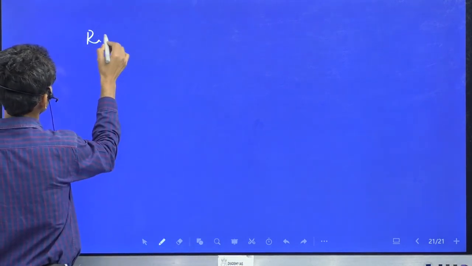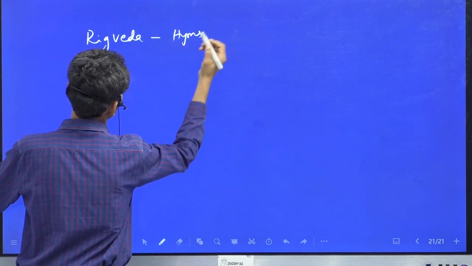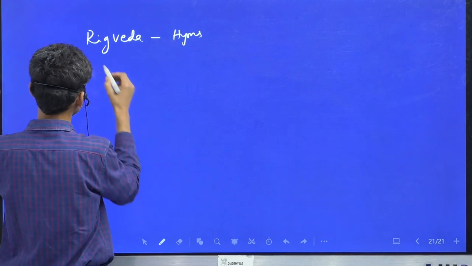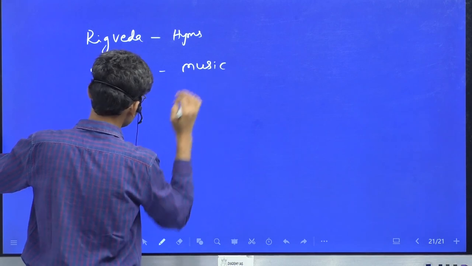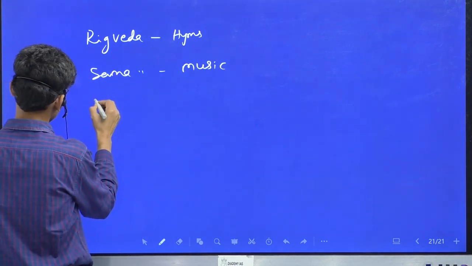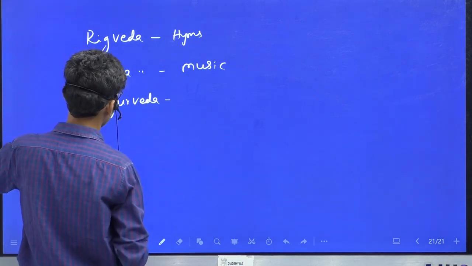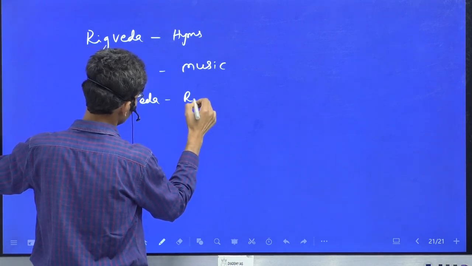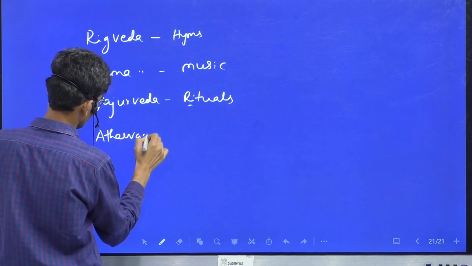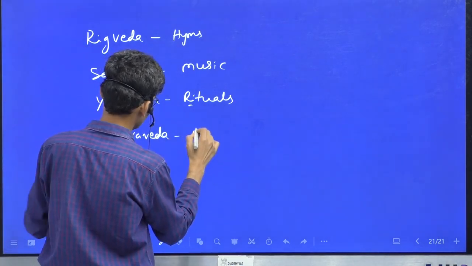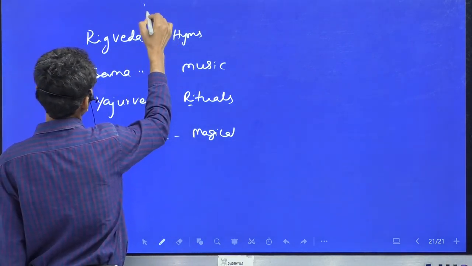Now, Rigveda hymns are the praisings of gods. Samaveda deals with music. Yajurveda deals with rituals. Atharvaveda deals with magical spells. These are called Vedas.